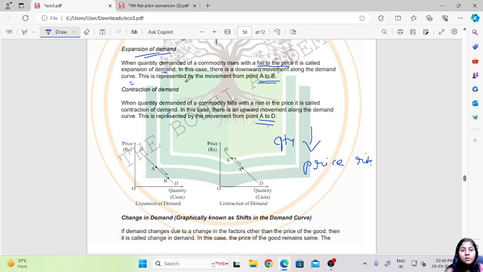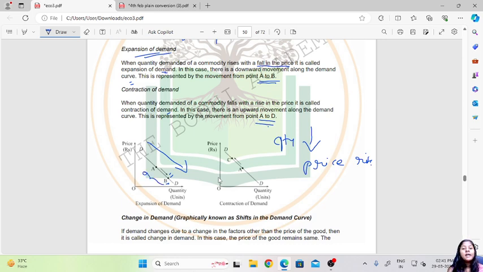So what is happening with regard to expansion of demand? The quantity demanded of a commodity rises and there is a fall in price. Since there is a fall in price, there is a downward movement. If we look, there is an arrow along the demand curve, and it is represented by the movement from A to B.